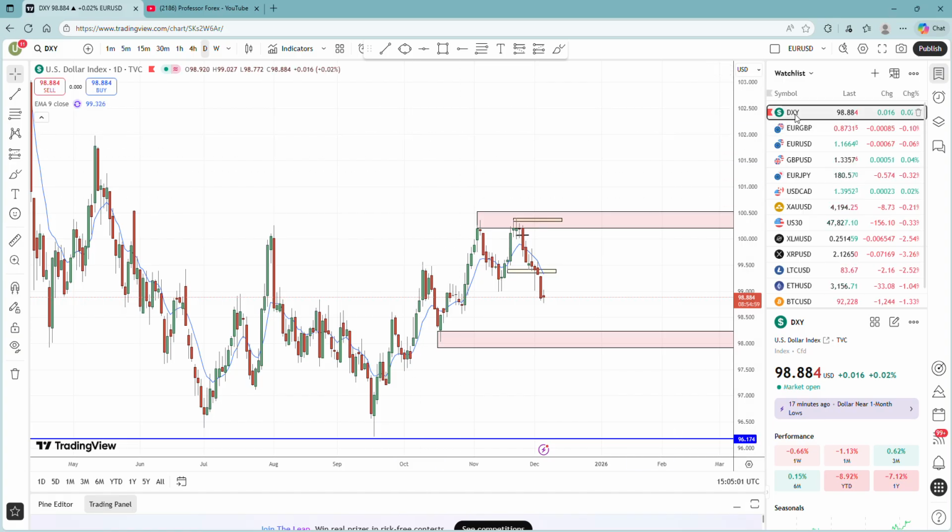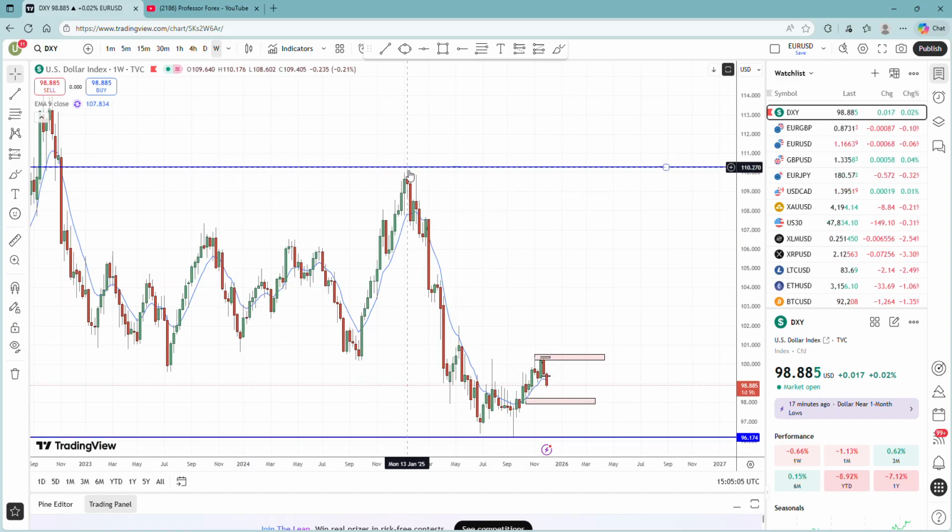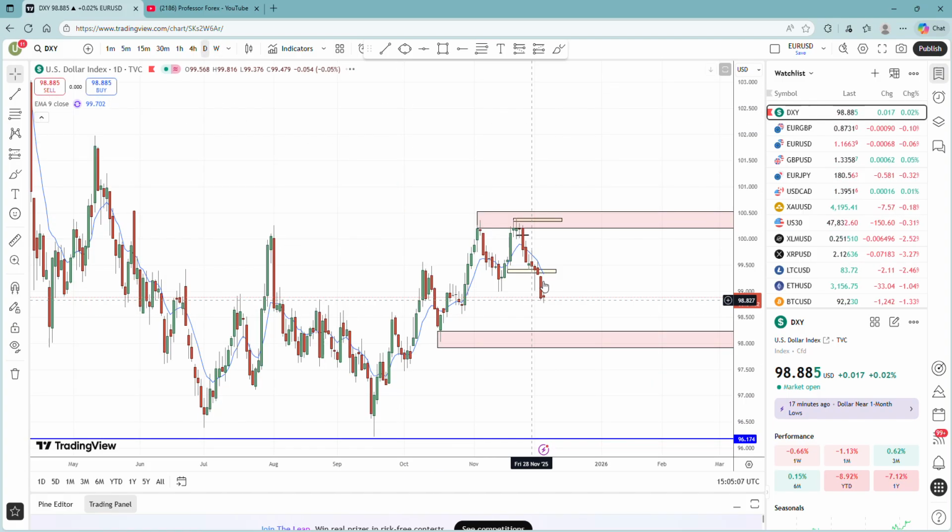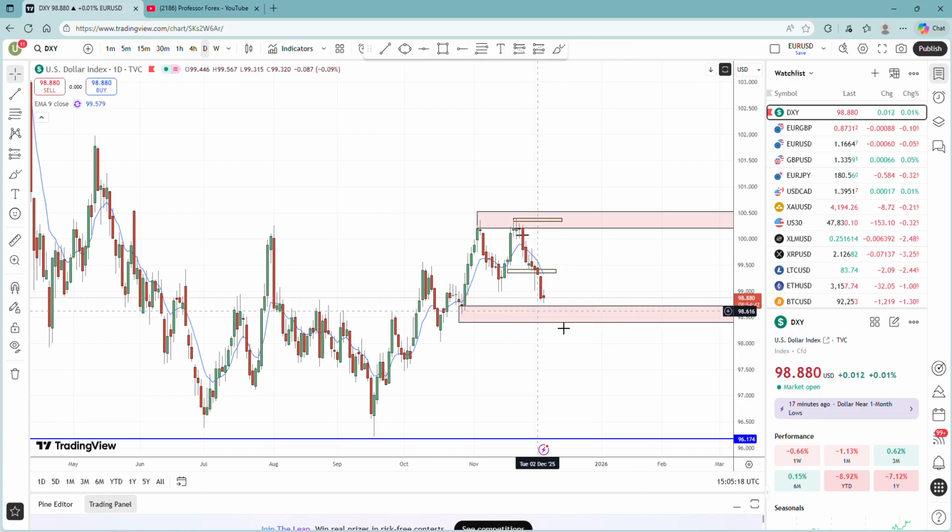Starting with the DXY, your weekly levels in blue, dailies in red. You can see here it made a higher high, higher low, then reached the higher high and moved down to this region here. So now it's at a higher low. We expect DXY to go up from here, so the dollar will be going down.